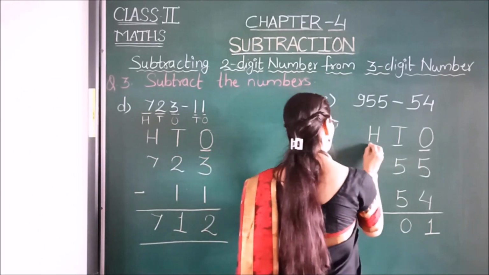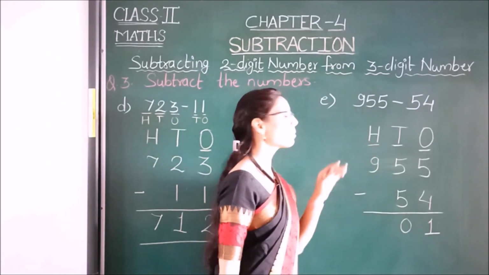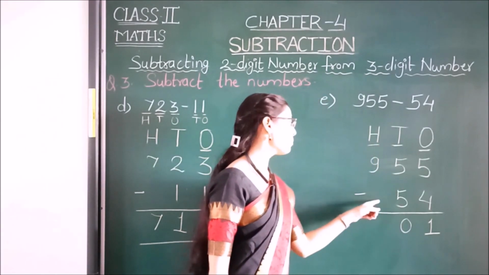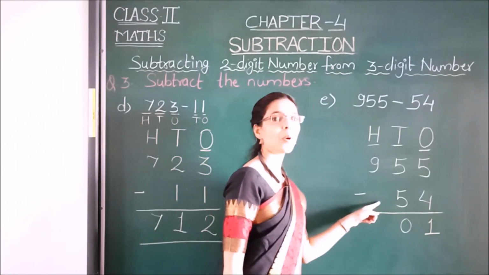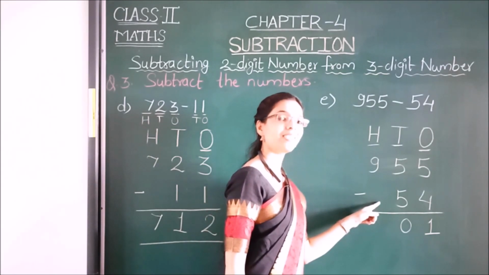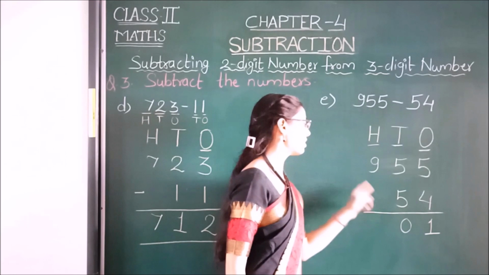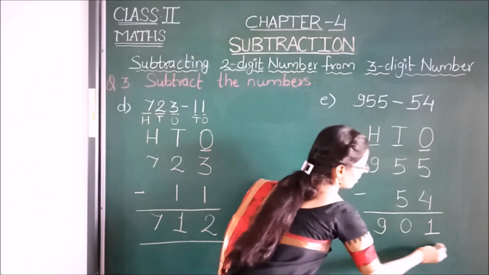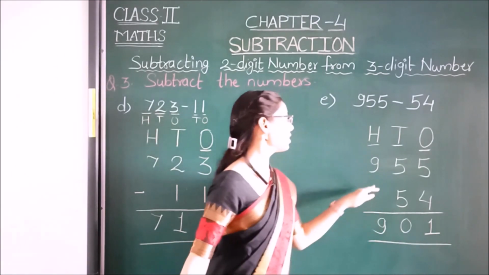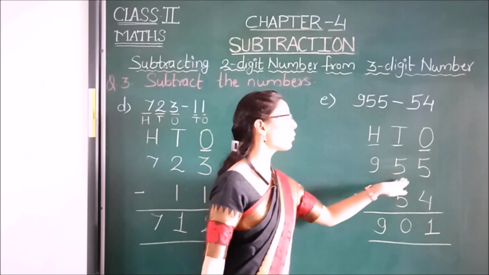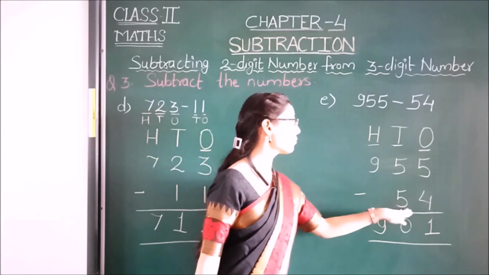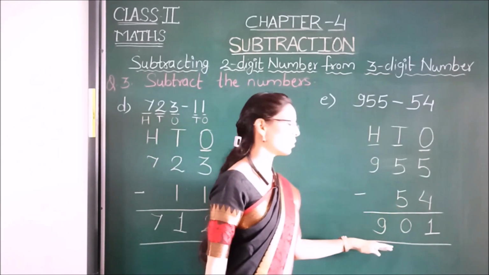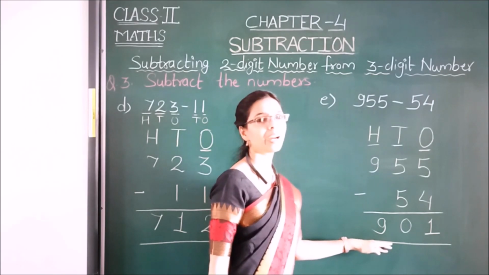Then move to the hundreds column. Which number is here? 9. And there is no number, so we will consider it as 0. 9 minus 0 is equal to 9. So 955 minus 54 is equal to 901.